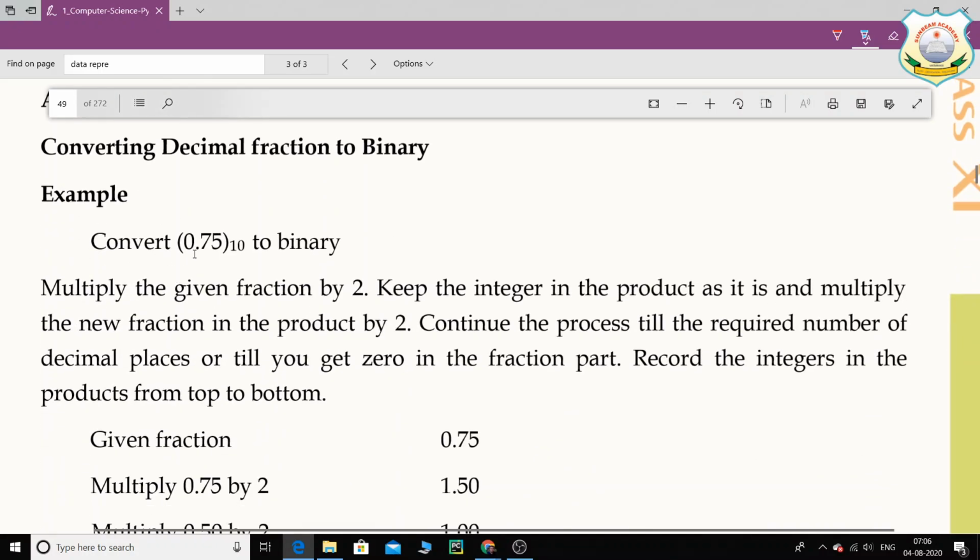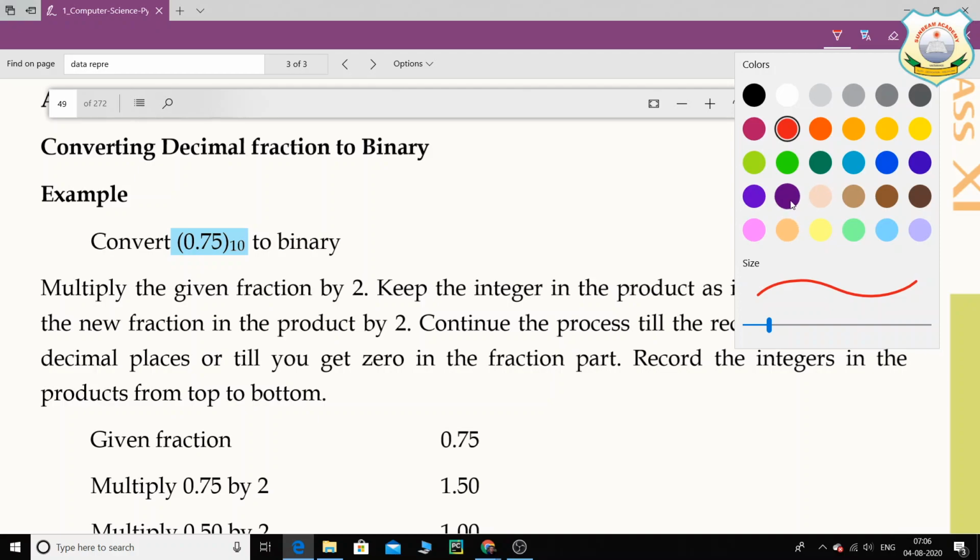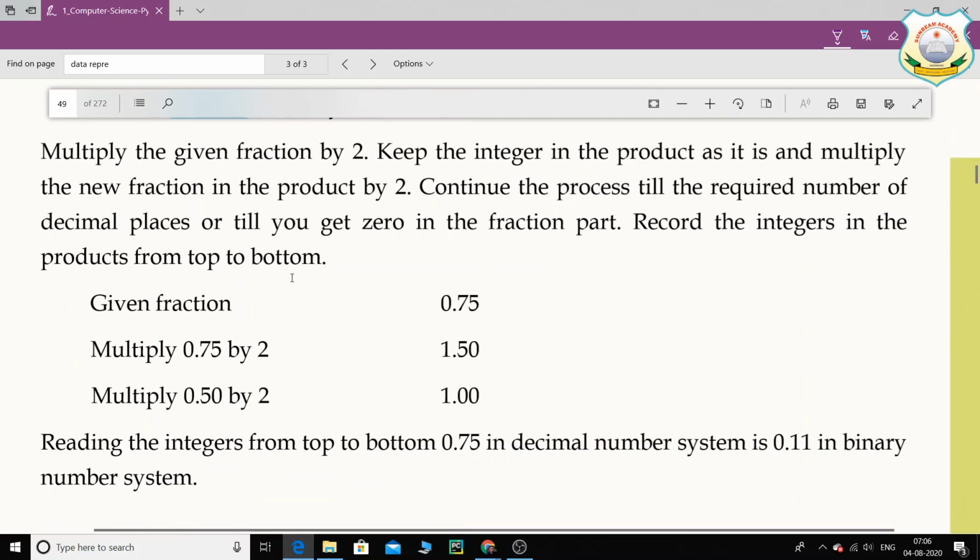And then how to convert a fractional decimal to binary. And this was a bit confusing. So this is very simple as well, children. It is nothing really very complicated. I will take color this time, this purple. Okay. So given fractional value is what, children?